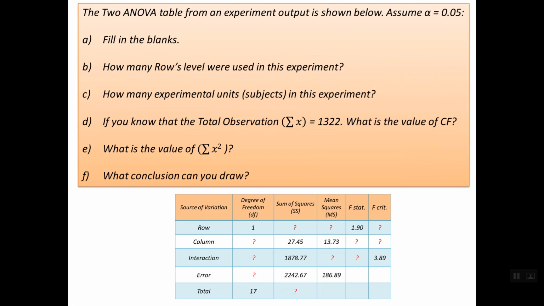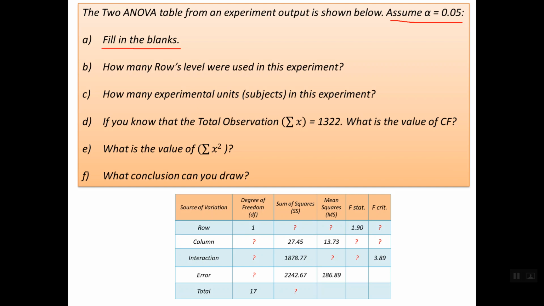Here is the question. We have below the two-way ANOVA table, which is partially filled with calculated values in some cells, and we have some missing values in other cells. So for alpha equal to 0.05, which is the significance level, what is needed? First, we need to fill in the blanks, or replace the question marks with the correct values.